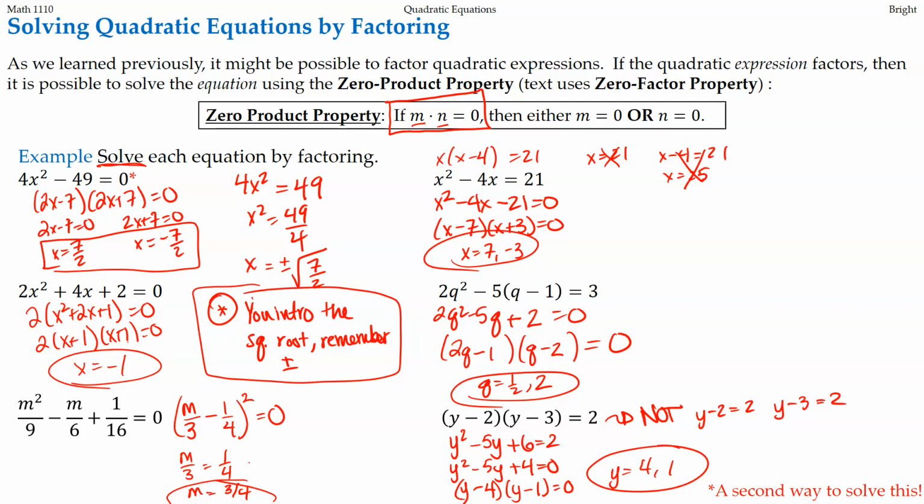Okay, so this one, we got a lot of practice factoring, and we're going to end this video with doing a quiz. So take a shot at this, try solving it using factoring.